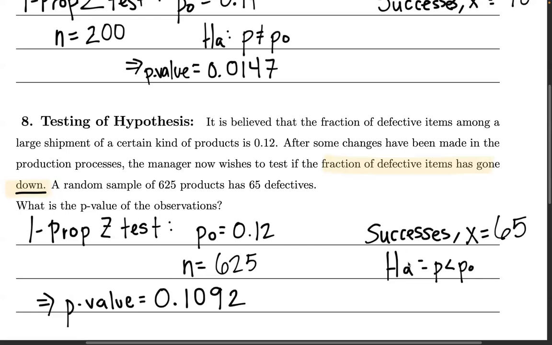And our alternative hypothesis is that P is less than P naught, because we wish to test if the fraction of defective items has gone down. So if we want to test that, then we want to test if our P is less than what we thought was true, our P naught. So when you enter this in your calculator, your p-value will be 0.1092.